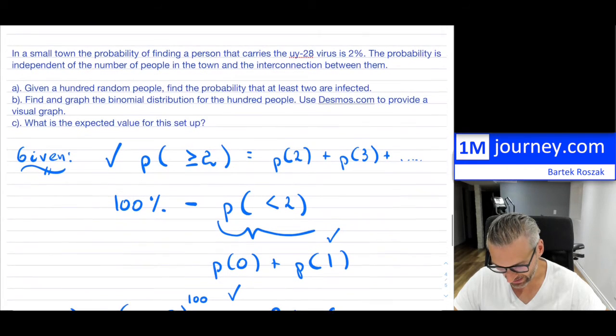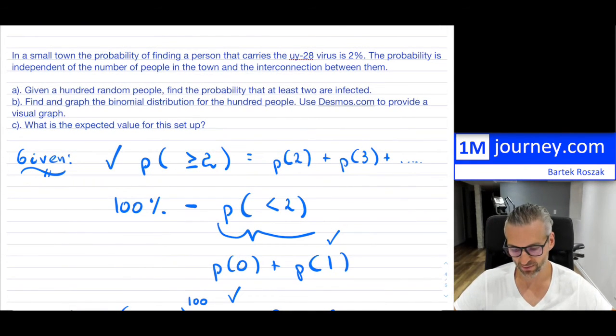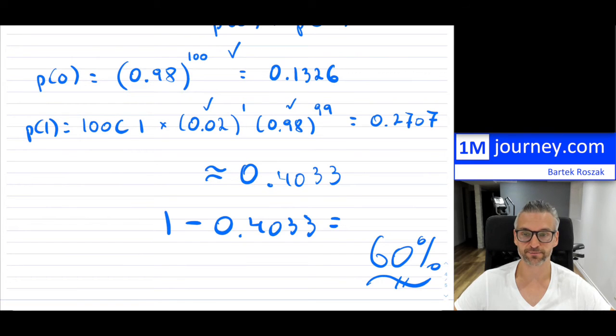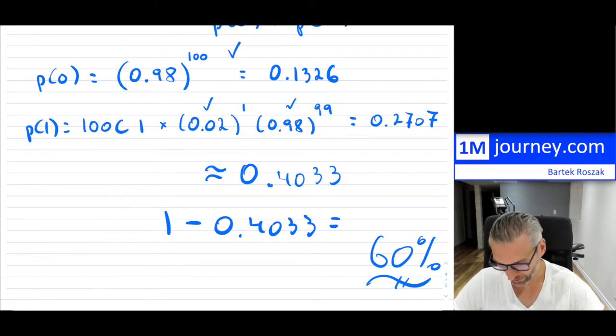given 100 random people, find the probability that at least 2 are infected. So at least 2 that are infected, there's about a 60% chance of that, which is relatively high actually, choosing those 100 random people.